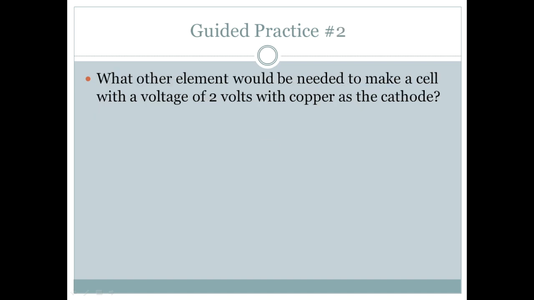And our last guided practice is a little different, but not too bad. We want to figure out what other element would be needed to make a cell with a voltage of 2 volts, with copper as the cathode. So we know we've got to use copper, so let's look at our table. We find that copper has a voltage of 0.34 volts for reduction. And the other thing we know is our E cell, which is 2 volts.